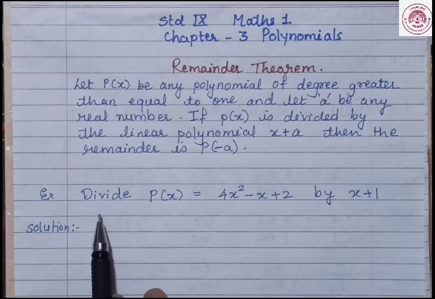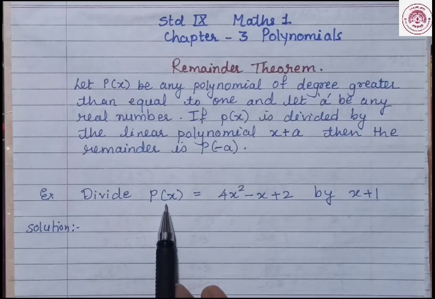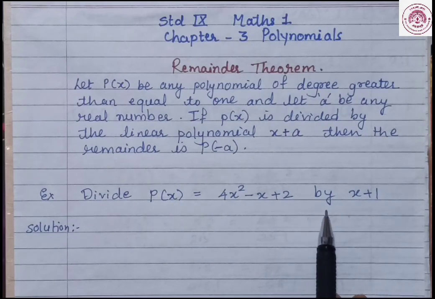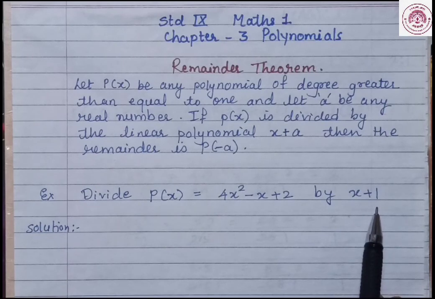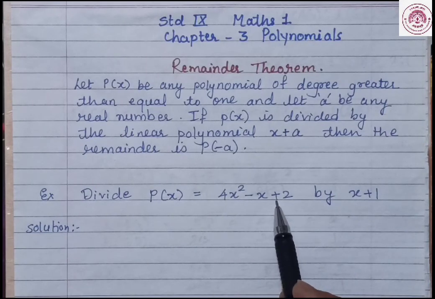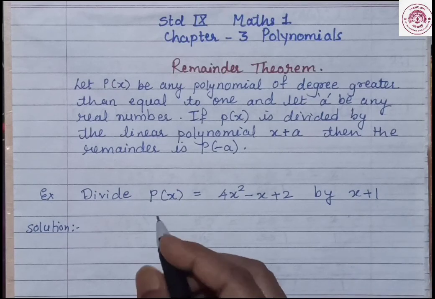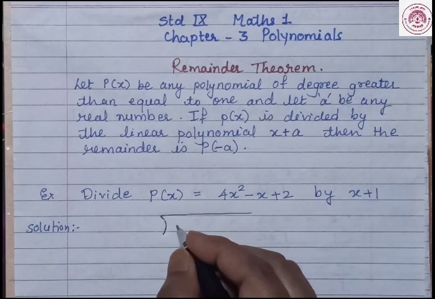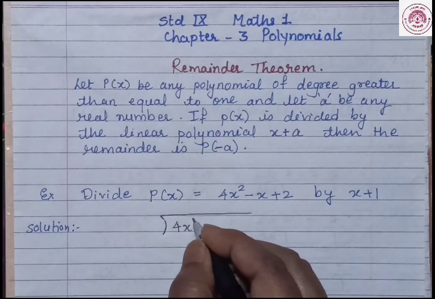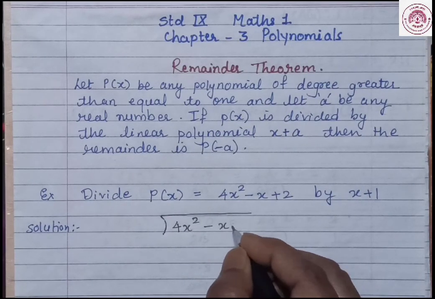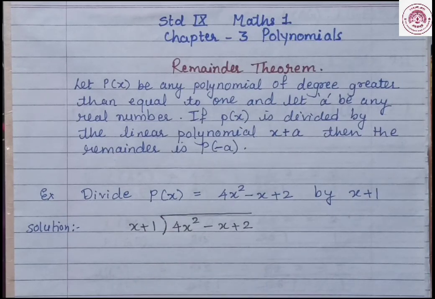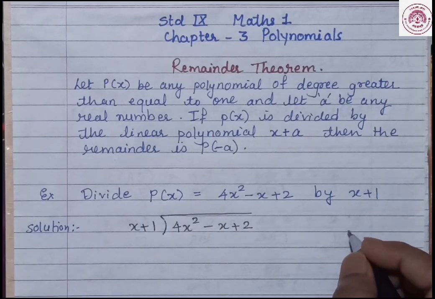So here we have taken an example. Divide p of x equals 4x square minus x plus 2 by x plus 1. So we will divide this polynomial by x plus 1. So let's divide it. 4x square minus x plus 2, and here we are dividing it by x plus 1. Now this method we have already seen. So now let's divide it.